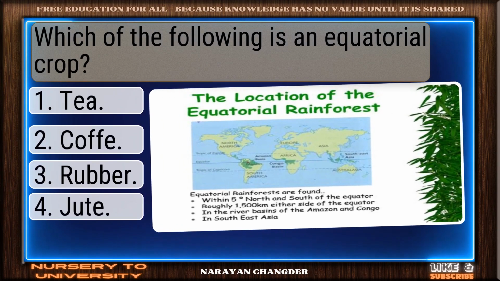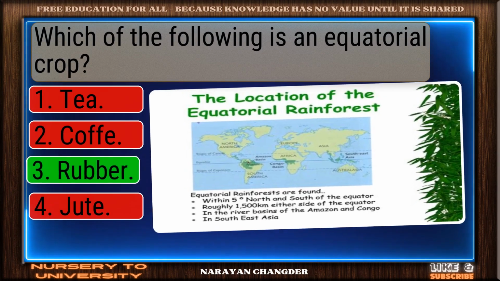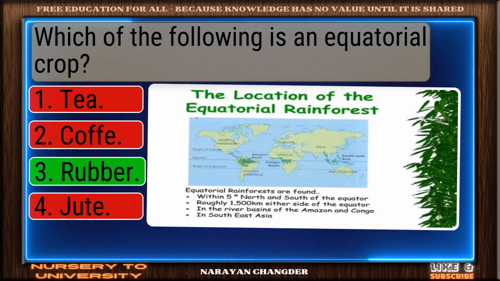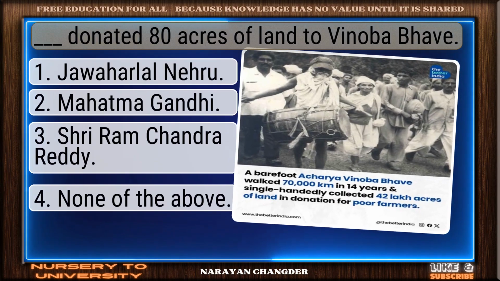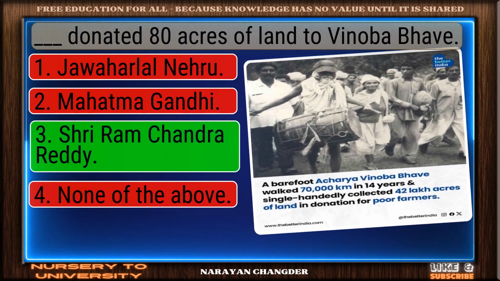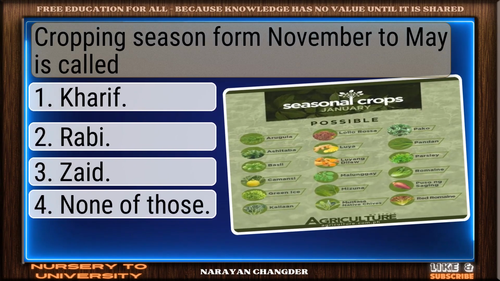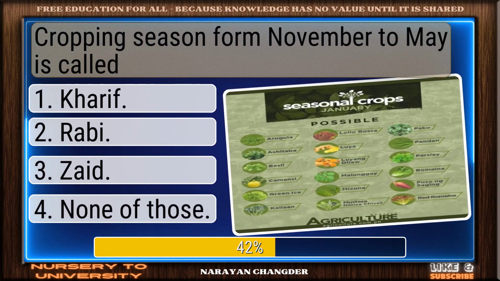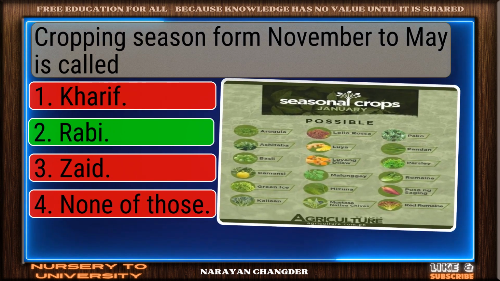Which of the following is an equatorial crop? Great job. Rubber is accurate. Dash donated 80 acres of land to Vinoba Bhave. Valid point. Sri Ramchandra Reddy is true. Cropping season from November to May is called. Right again. Rabi is valid.